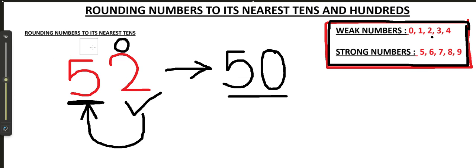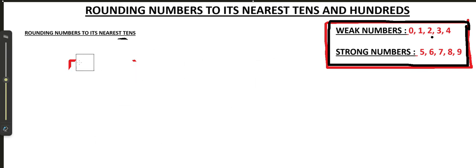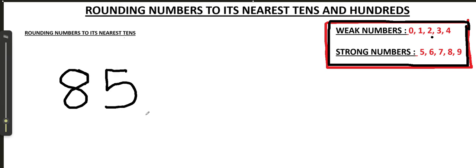The next one would be, well, I have a number in my mind. I'm going to write that real quick. Well, I have a number 85. I'm going to put the place values, ones place and tens place. I'm going to round off 85 to its nearest tens. So I'm going to underline 8, but going to look at 5, which is to the immediate right of 8. Now 5 over here is a strong number, right?